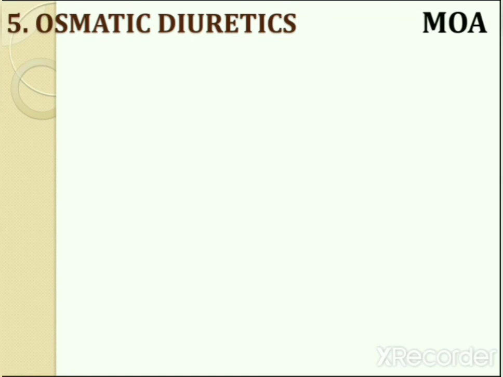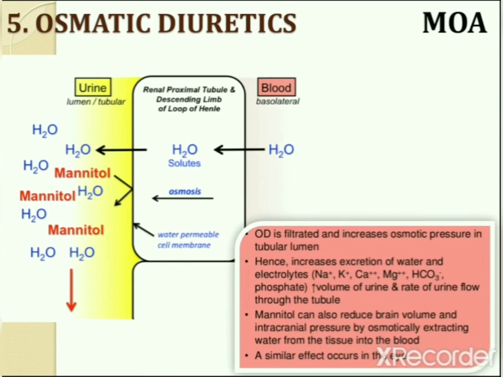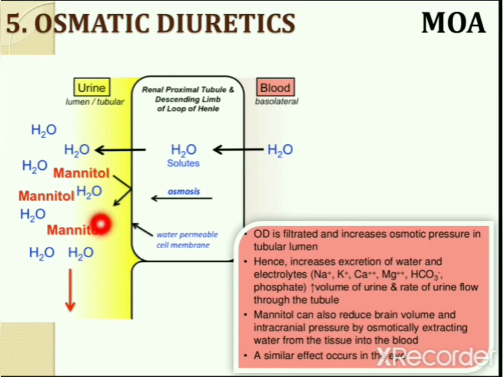Last mode of action is of osmotic diuretics. Osmotic diuretics are filtered and increase osmotic pressure in tubular lumen. Hence they increase excretion of water and electrolytes like Na+, K+, calcium 2+, magnesium 2+, HCO3-, and phosphate. They increase the volume of urine and rate of urine flow through the tubule.